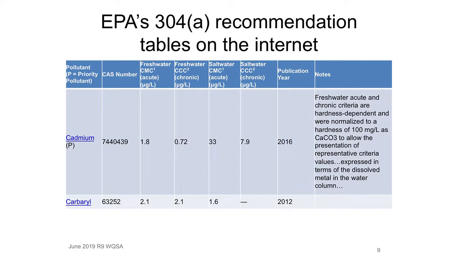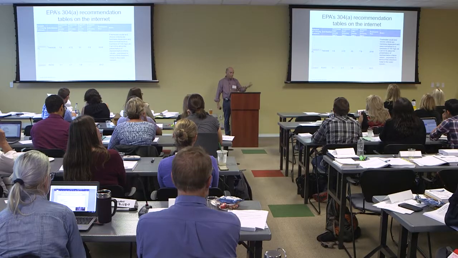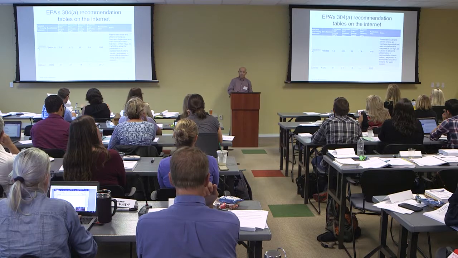Do I have to go through these? Let me see. Yeah, so this is an example of cadmium. These tables are all very similar. They have freshwater and saltwater. They have the acute number and the chronic number. And then they have the publication date and any information that you need. And often they'll have a link to the development of the criteria, so you can go to the document and see how it was developed if you're interested in it.